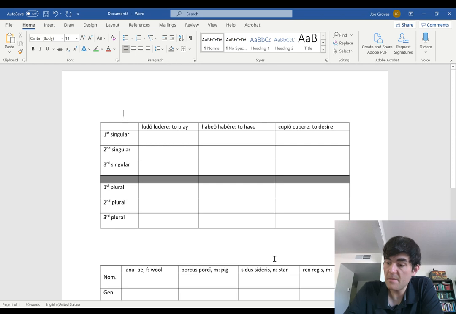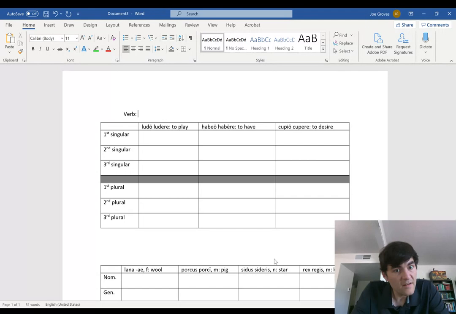This is going to be a brief reminder of how to do form identifications for Latin 1. This will be for verbs and nouns. So remember, every part of speech has its own set of qualities that it can have. So if we're talking about a verb, the verb will have two things. It will have person and it will have number.